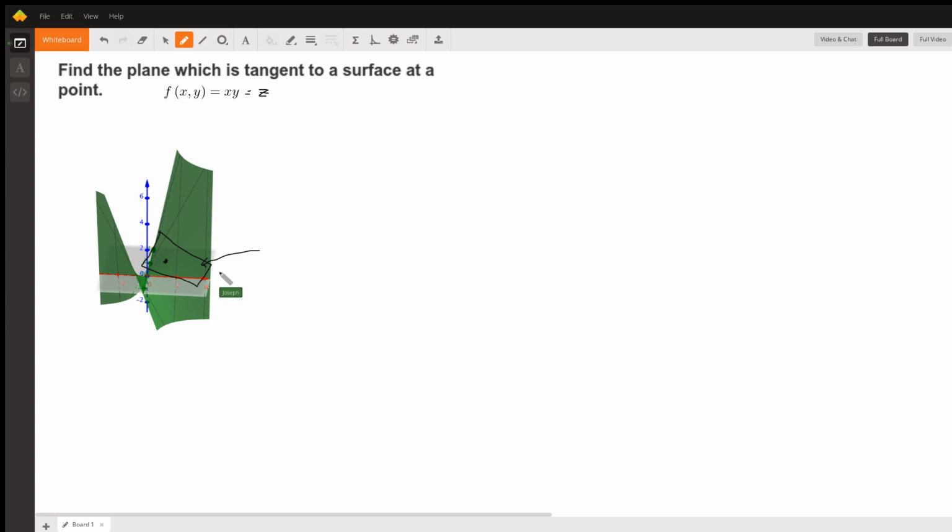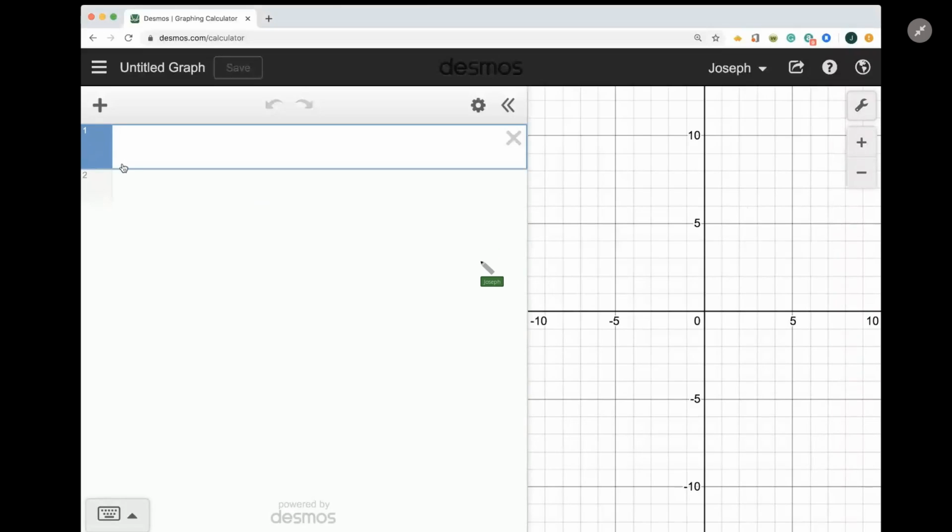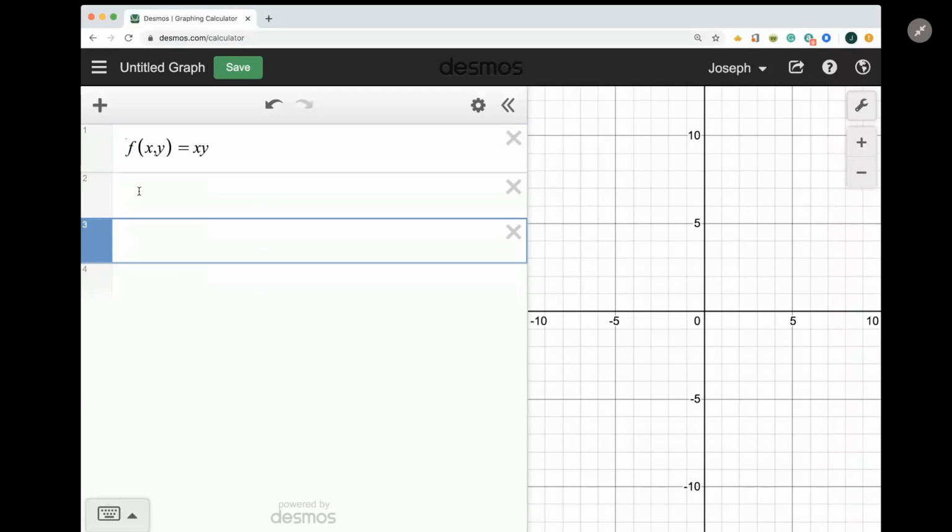And I'm going to use Desmos in order to define that. So I'm creating a Desmos screen so I can easily show you the algebra and the calculus behind this. Okay, I'm sharing my screen now. All right, so here is Desmos. And our function, as I said, is f of xy. It's equal to xy. And we are going to define a plane.